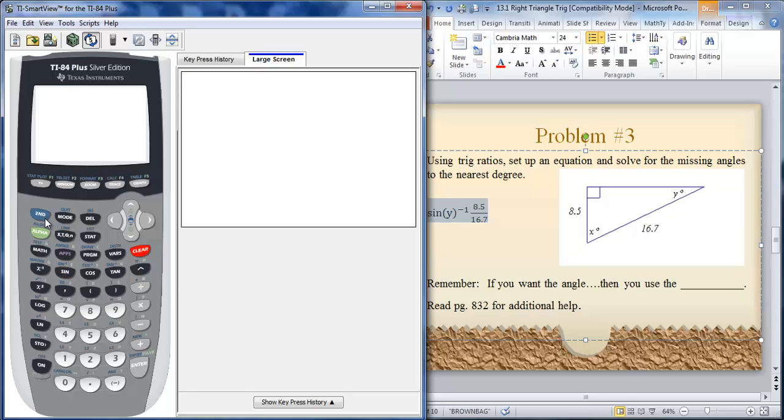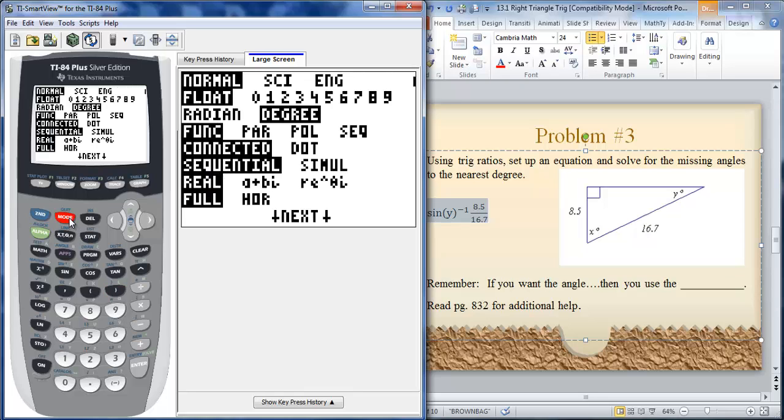That didn't come out right. Second, sine inverse. There we go. I got the little negative one there. And I'm going to put in my ratio, 8.5 divided by 16.7. Make sure that your mode is in degrees.